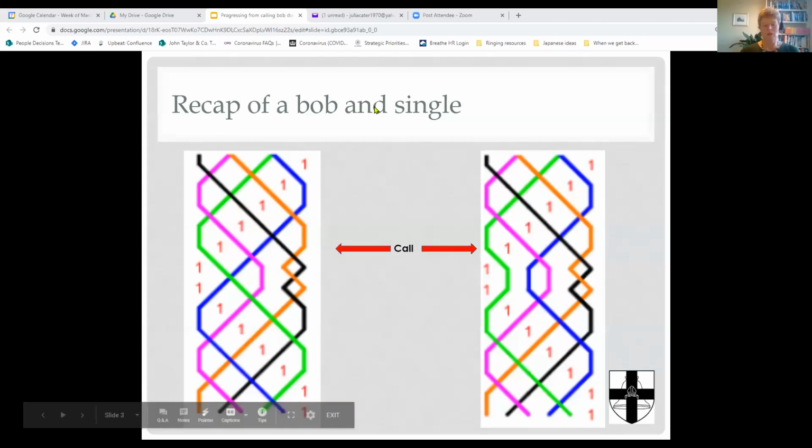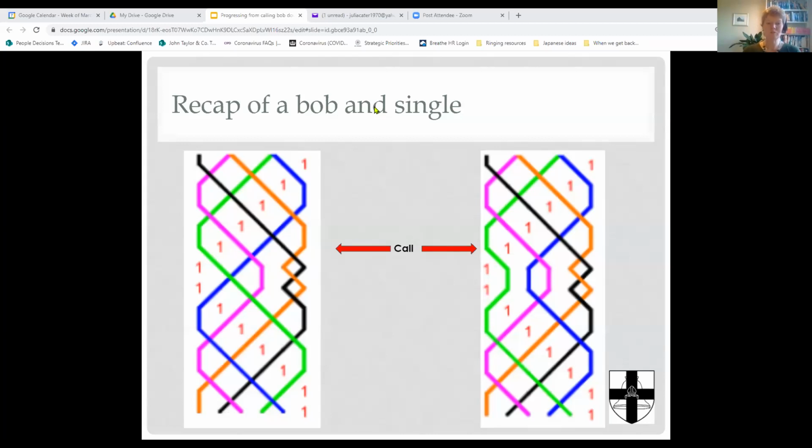Okay. So I'm going to assume that everyone can ring bob minor, and I'm also going to assume that people know what happens at a bob and a single. I'm not going to go as far in this training session as looking at coursing orders or anything like that. So this is very much about shoving the bobs in as opposed to conducting. I'm just really going to be sticking with some bobs, and of course singles, which we need to be able to learn to do in bob minor.